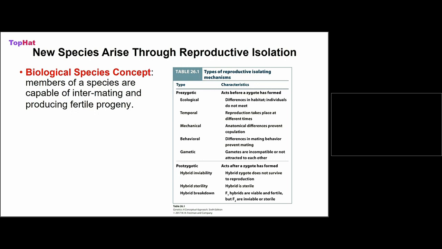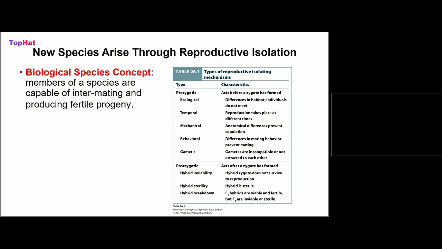And then gametic isolation, it's another really cool mechanism. The gametes are incompatible or not attracted to one another. So you may think, that's weird. How are gametes not attracted to one another? Well, this happens mainly in things in the water, like in the ocean or lakes. So think about a sea urchin. Most people know what a sea urchin is. It's not really important what it is, but it doesn't move. It stays right in one place. So if you're a sea urchin and you want to mate with another sea urchin, what are you going to do? You're just going to release your eggs into the ocean and hope that they find some sperm out there.